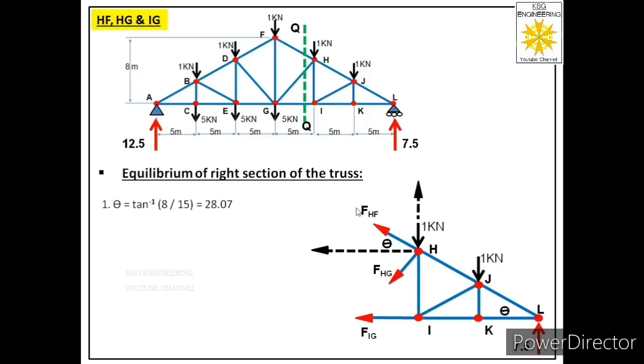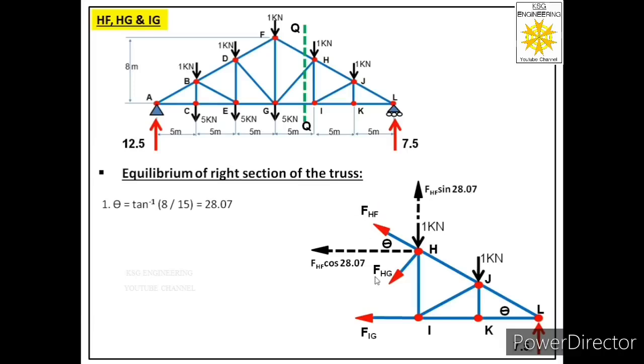And we are considering angle of this force with this horizontal component. So this will be cos component, other will be sine component. So let us label this as FHF cos 28.07 and this component as FHF sine 28.07. So we have resolved this force into its components.